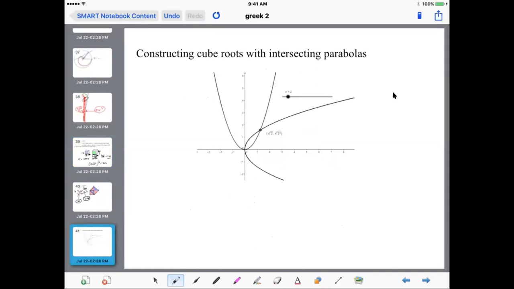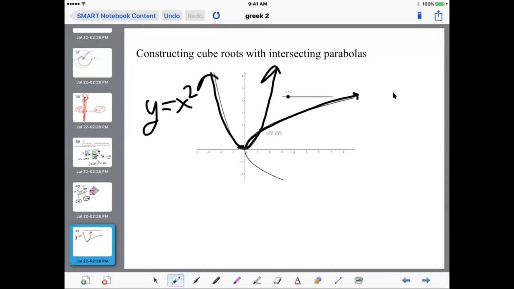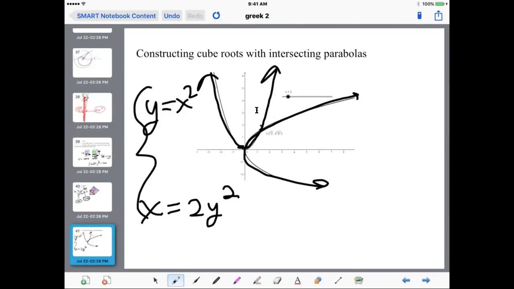But it requires a new curve, and that curve is a parabola. So you take a parabola that has equation y equals x squared. That's one of the most famous curves in all of high school math. And on the same graph, you make the graph x equals 2y squared, which is a sideways parabola. And to find the intersection points with algebra, you replace this y, oops.